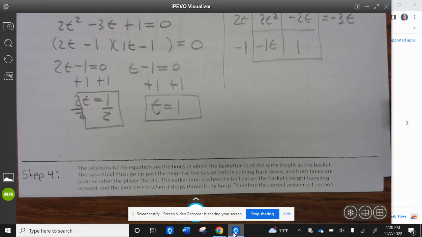All right. The solutions to the equation are the times at which the basketball is at the same height as the basket. The basketball must go up past the height of the basket before coming back down, and both times are positive after the player shoots. The earlier time is when the ball passes the basket's height, traveling upward, and then the later time is when it drops through the hoop. Therefore, the correct answer is 1 second.